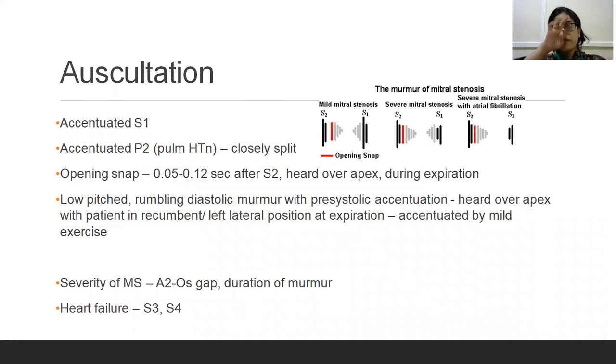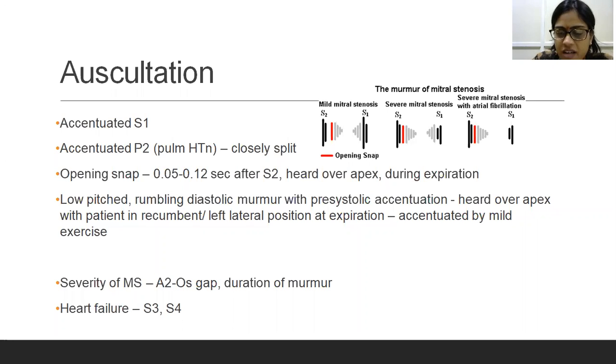Please be careful when you have a patient with suspected mitral stenosis. You have to examine the patient in left lateral position. Even if you can hear the murmur in the recumbent position, please make your patient lie down in the left lateral position and examine, because most examiners are very particular.